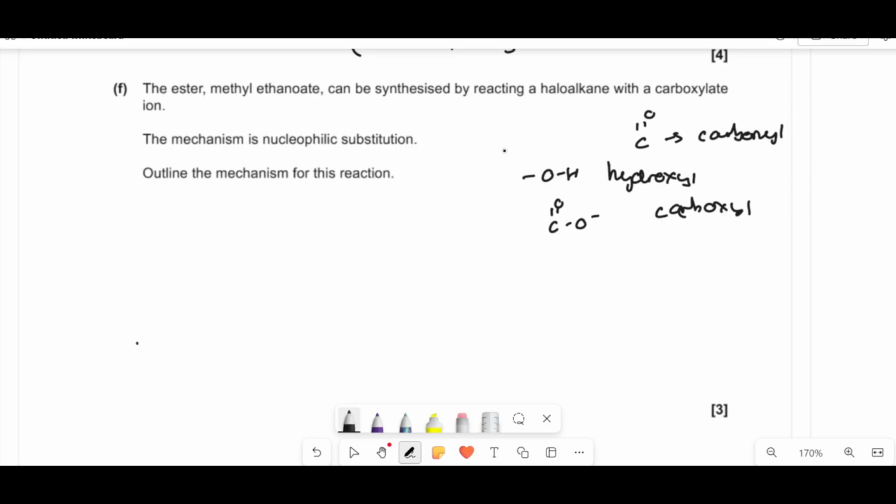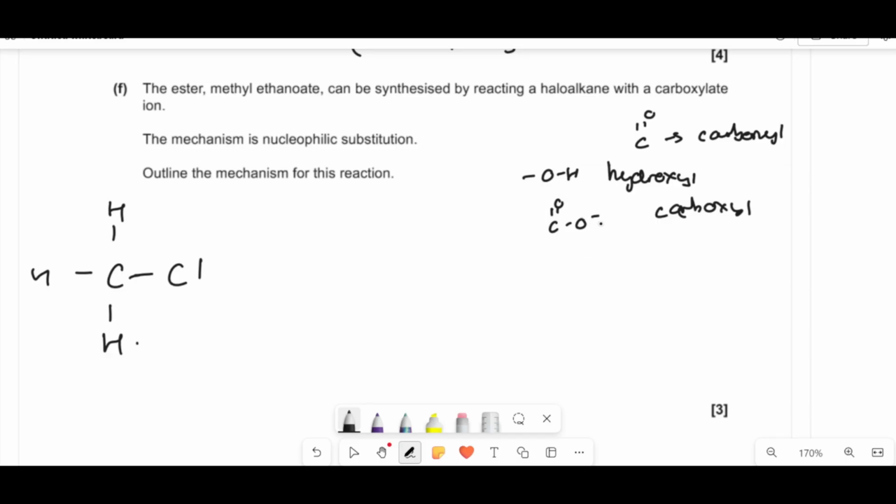So start by drawing the haloalkane, right, that we're doing it with. If it's methyl ethanoate, the carboxylate ion will have come from the ethanoate part. Ethanoate, carboxylate, right? So this must have been the haloalkane to begin with. So that's going to be CH3Cl. They've told you it's nucleophilic substitution. We need to figure out what's acting as the nucleophile. The nucleophile would be this COO minus here because it will have a lone pair.